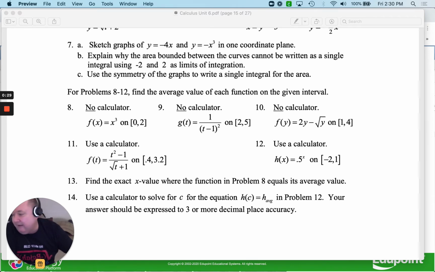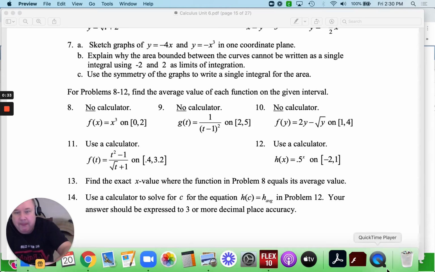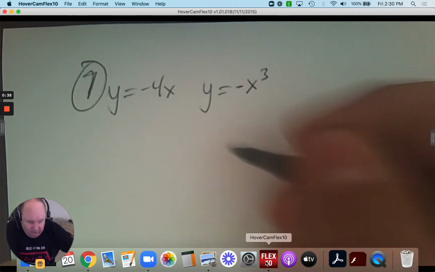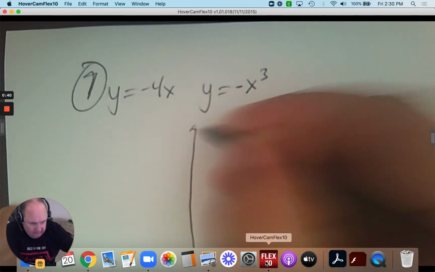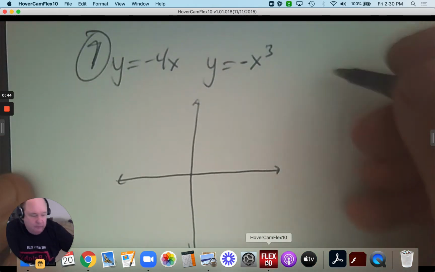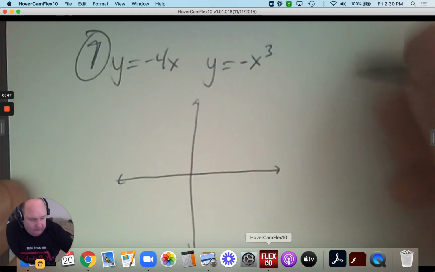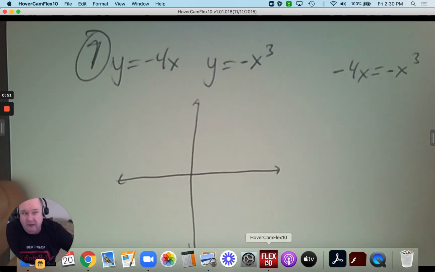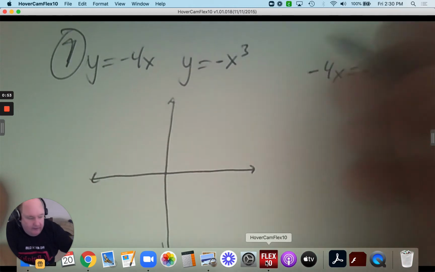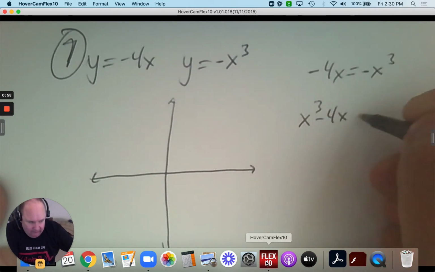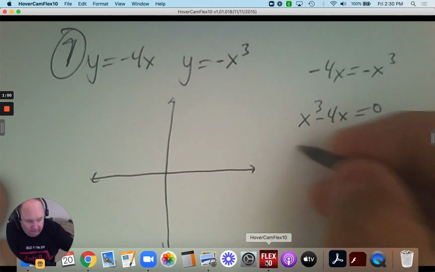But it doesn't say to actually find the area. So here we go. So step 1 is, can you sketch this? We'll see. To be helpful to sketch this, it would be good to know where the two intersect. So I'm going to take negative 4x, make it equal to negative x cubed, and then solve it by adding x cubed to the left side, make it equal to 0, and factor.